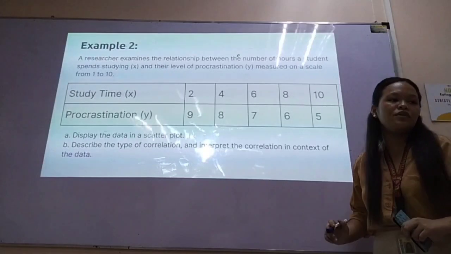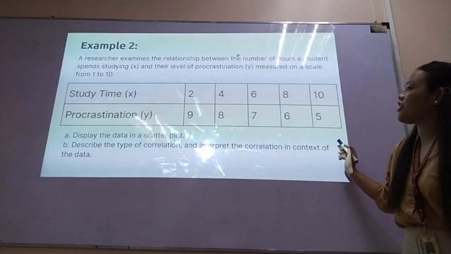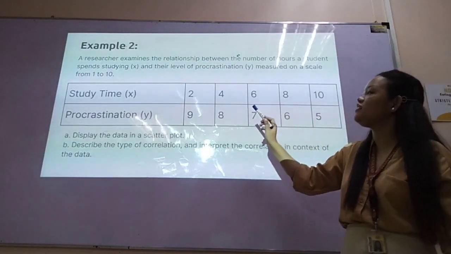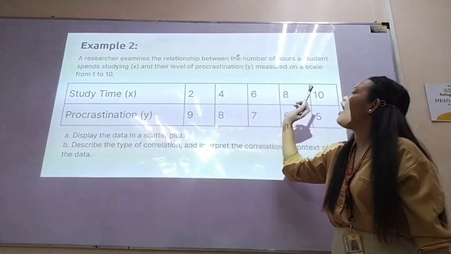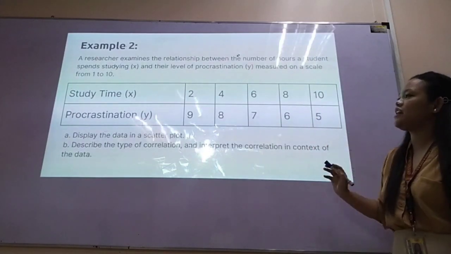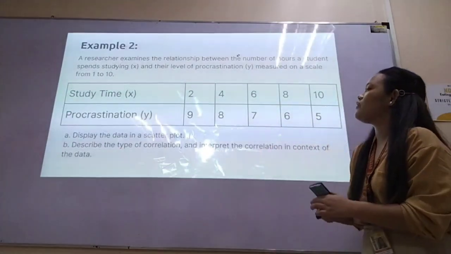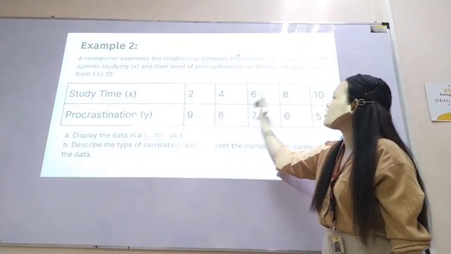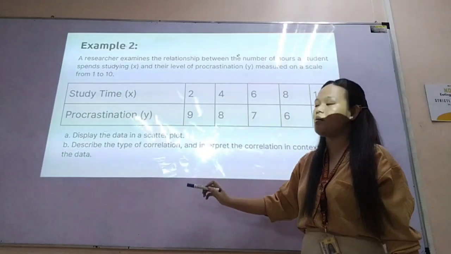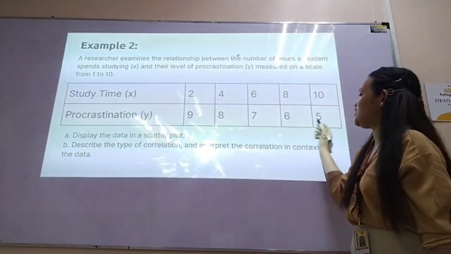Moving on to example number 2. A researcher examines the relationship between the number of hours a student spends studying, or our x variable, and their level of procrastination, or the y variable, measured on a scale from 1 to 10. So our study time, we have 2 hours, 4, 6, 8, and 10 hours, and the procrastination, or the y variable, has 9, 8, 7, 6, and 5.